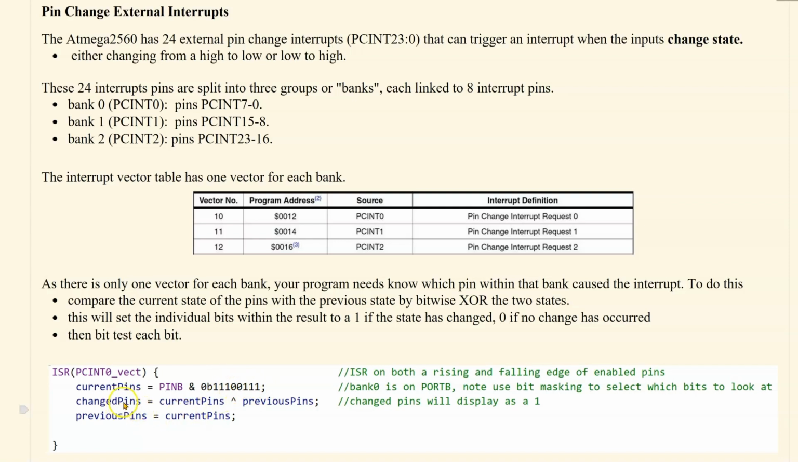And then I am exclusive ORing the two states. So therefore change pins. Well, the result of exclusive OR is if there is a change, the result would be a 1. If there's no change, the result would be a 0. And so you can use that change pins to work out what individual pins within that bank cause the interrupt.